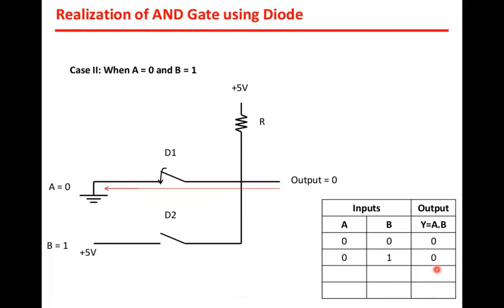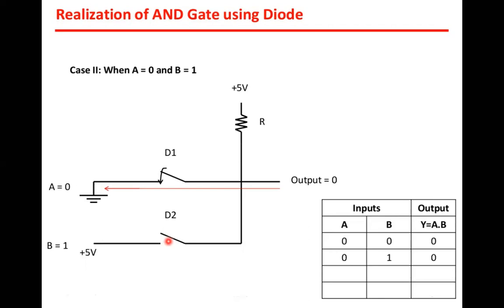Once again I repeat, when A is 0 and B is equal to 5 volts, the diode D1 is grounded and diode D2 is reverse bias. This is open, it is a reverse bias. Due to reverse biasing, the diode D2 stops conducting. The diode D1 conducts due to forward biasing. Therefore, the output will be 0 as shown in the figure. I hope this is clear now.